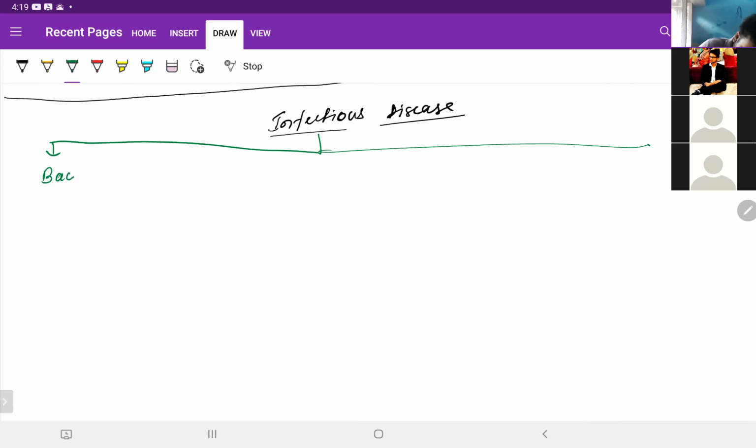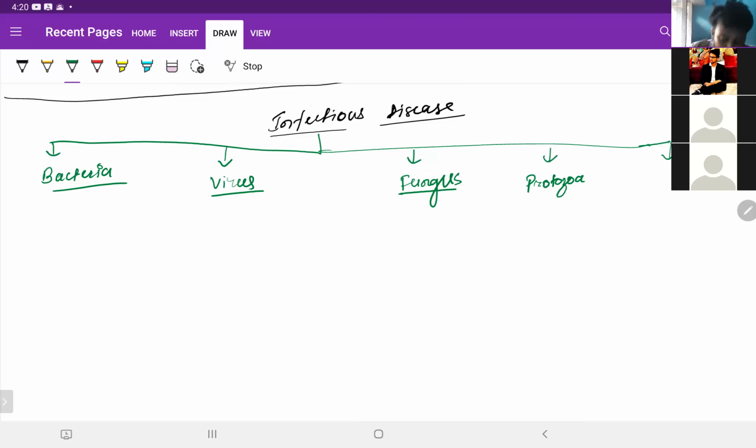It can be caused by a bacteria, or it can be caused by a virus, right? Or it can be caused by a fungus, fine, or a protozoa, right? या फिर इसके साथ साथ और क्या हो सकता है?